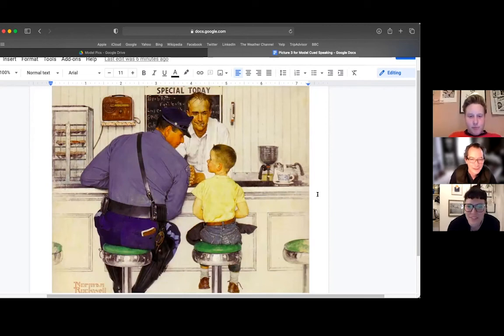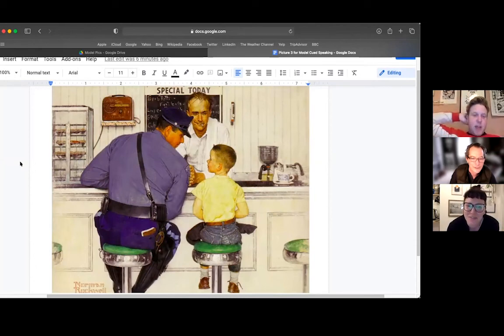So, well, they're sitting at a counter, in maybe a restaurant or a diner. Yeah. You can see there's pies. There are some pies in that case. So maybe they're gonna eat some pie, you think? It looks like maybe the police officer is asking the boy what the boy wants to eat.